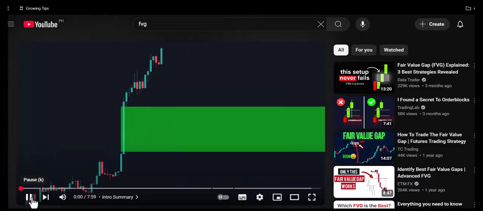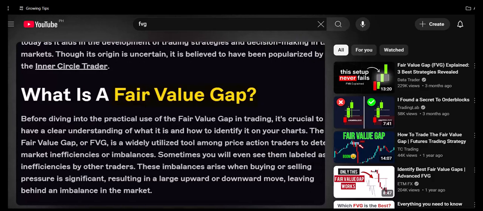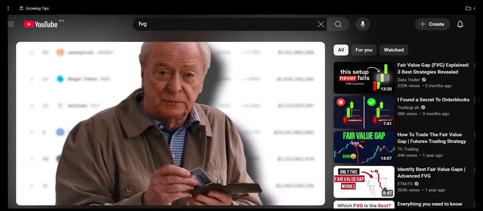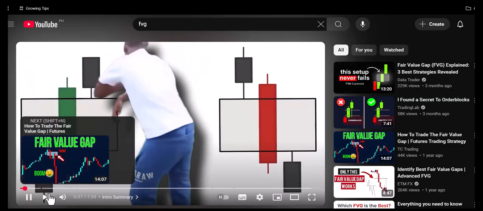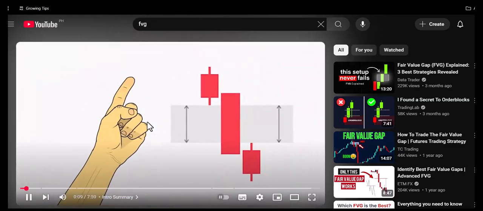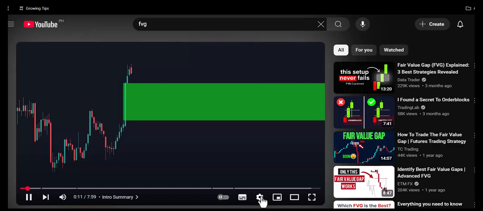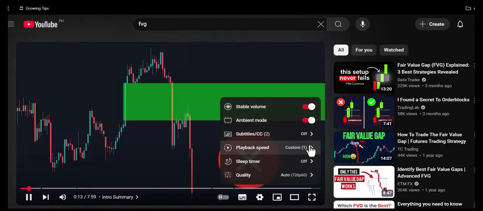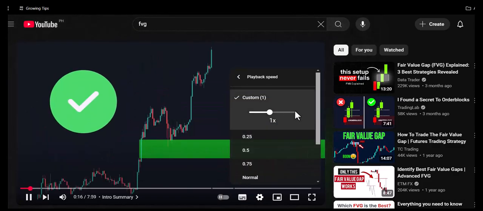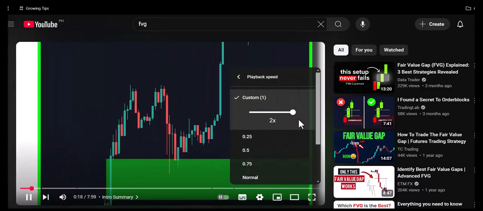The fair value gap. One of the biggest trends going on in the trading space right now. And there's a reason for that, because of how well they work in the market. But not all fair value gaps are created equal. For instance, this fair value gap ended up not working. And this fair value gap did end up working. So why did this fair value gap work and this one didn't?